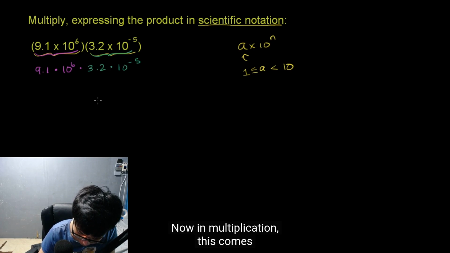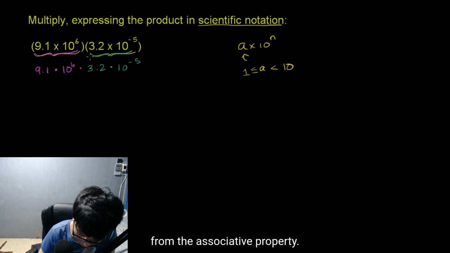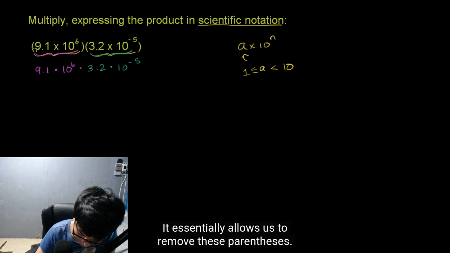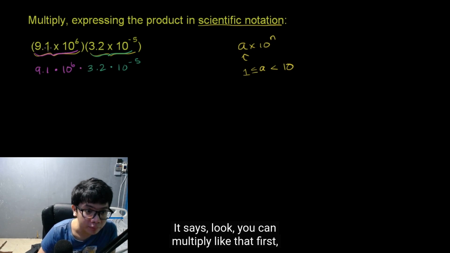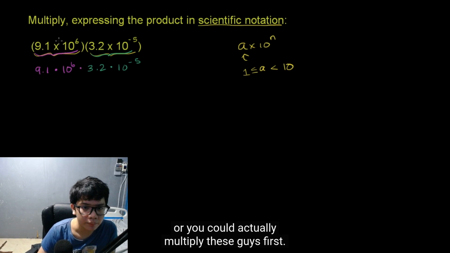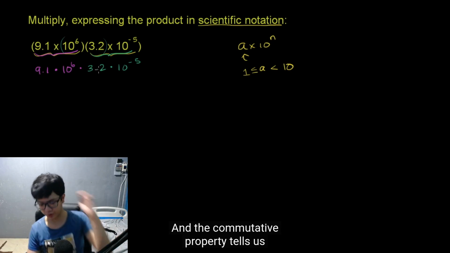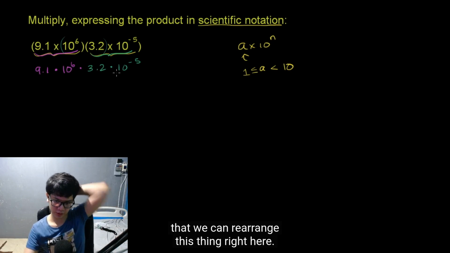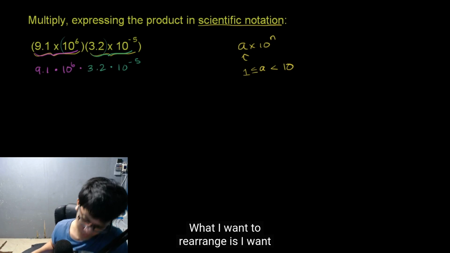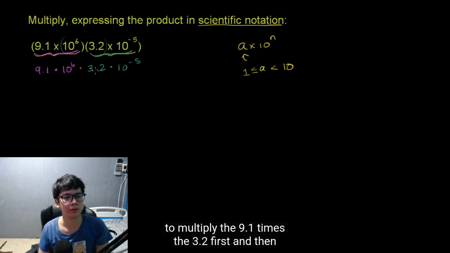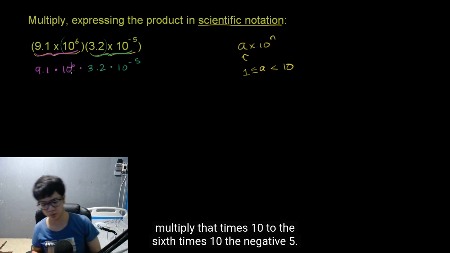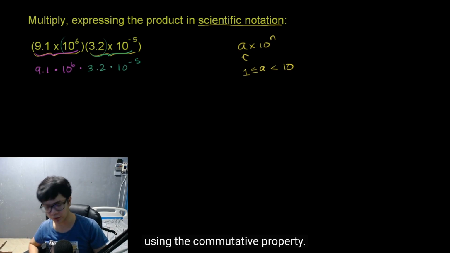Now in multiplication, and this comes from the associative property, it essentially allows us to remove these parentheses. It says, look, you can multiply like that first, or you can multiply these guys first, you can reassociate them. And the commutative property tells us that we can rearrange this thing right here. What I want to rearrange is I want to multiply the 9.1 times the 3.2 first, and then multiply that times 10 to the 6 times 10 to the negative 5. So I'm just going to rearrange this using the commutative property.